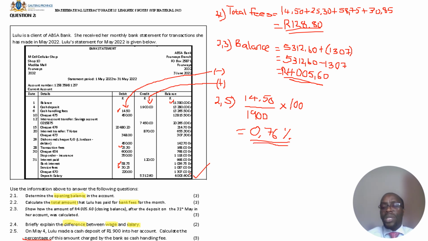That's the answer that you are going to get. So when you have done this, it means that's the percentage that was charged as cash handling fee by the bank to us when we deposited that 1,900 rands. Always remember, learners, that because the question wanted you to express your answer as a percentage, this percentage sign must be included. It's very, very important that you remember that.